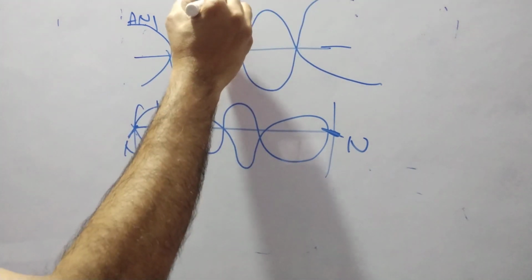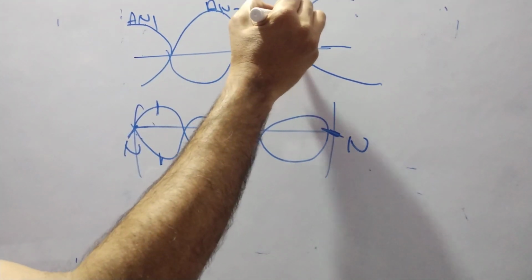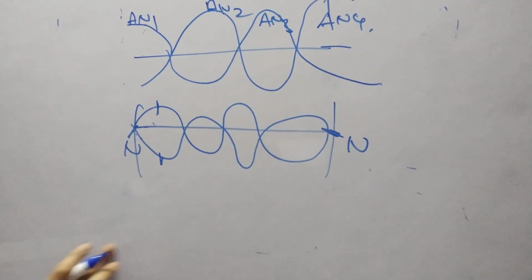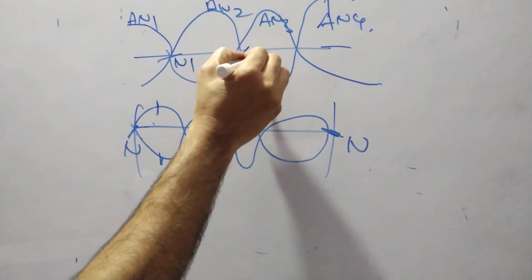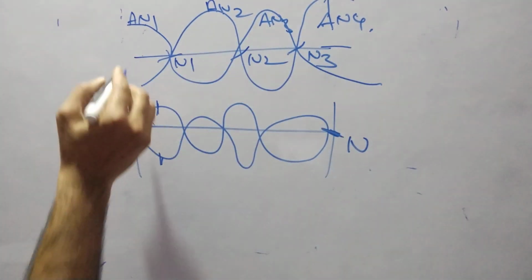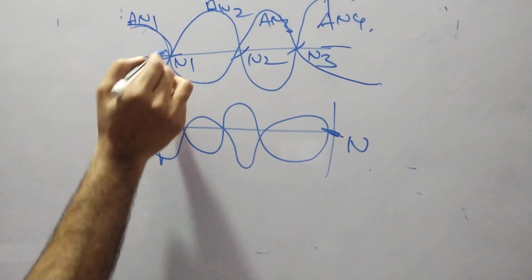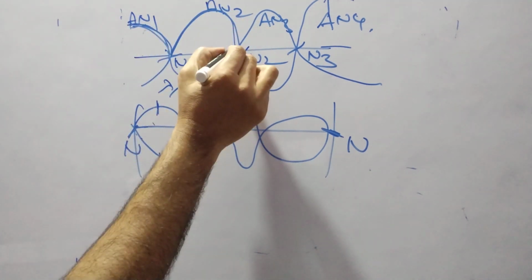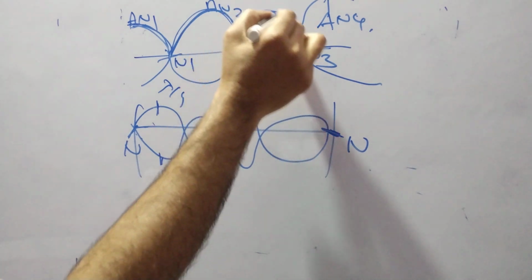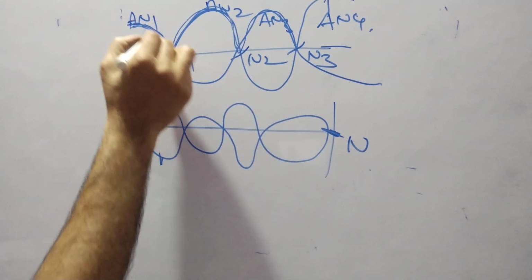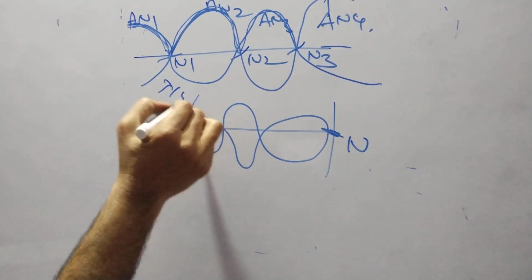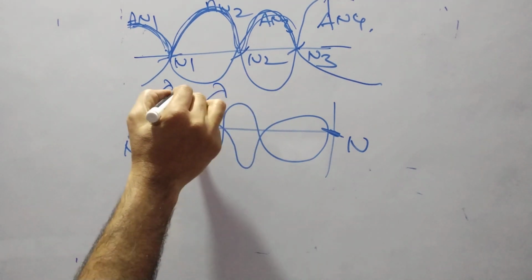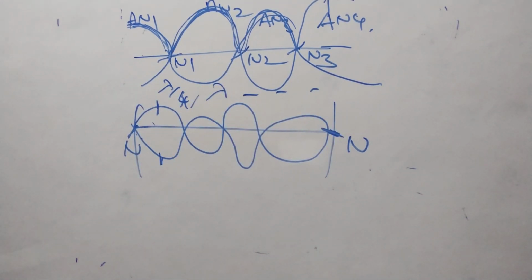Antinode 1, antinode 2, antinode 3, and this is antinode 4. And these will be nodes N1, N2, N3. Now what is the distance? Half of the part is lambda by 2, and 1/4 of the part is lambda by 4. So antinode 1 to node 1 is lambda by 4. And node 1 to node 3 is these 2 parts, 2 parts means lambda. You can write down lambda values.